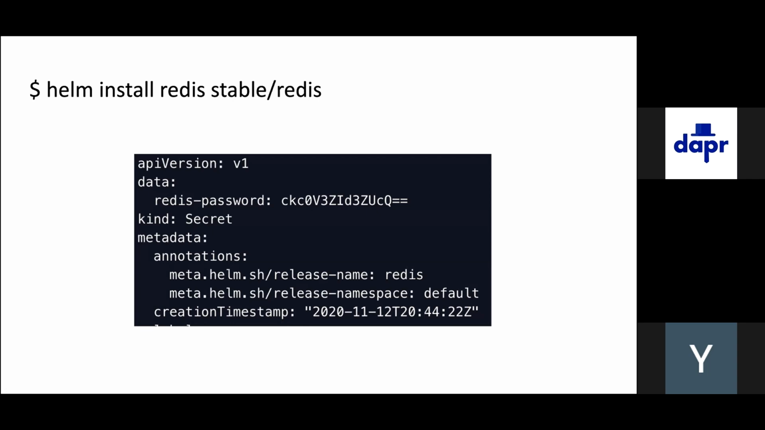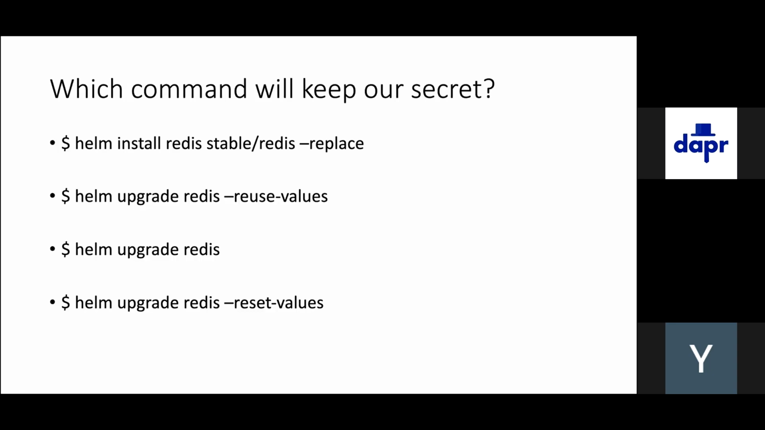And so if we were to upgrade the chart, let's say we want to upgrade because we're using a new Redis version or a new version of the chart came along with new configuration options, and we actually don't want to override the password and have Helm regenerate it. That sounds like something pretty simple, right? So here are a few commands. Tell me which command you think will keep our secret in place and not override it.